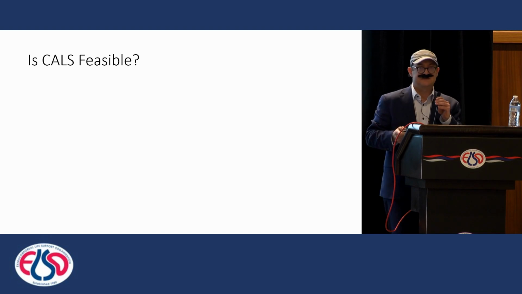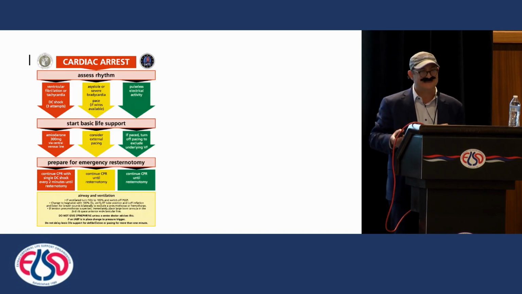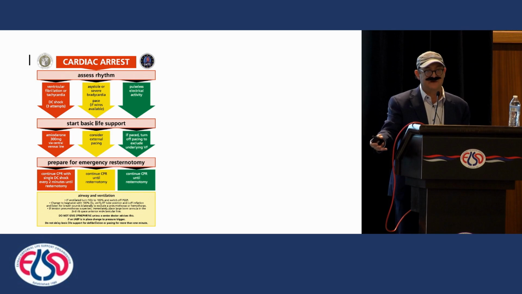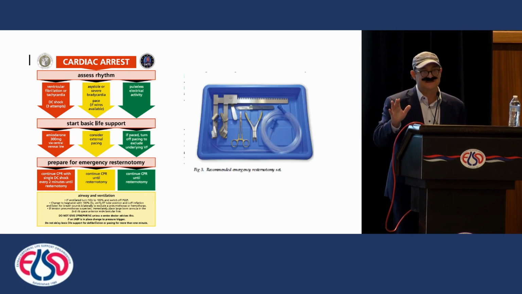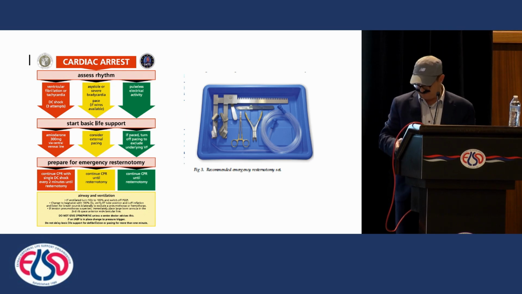So is it feasible? Is it feasible for you all to do it? Yes, it's easy. It's one piece of paper. And you're going to say, well, we don't have the equipment in our ICU. Yes, you do. It's 5 things: a pair of scissors, heavy needle drivers, a wire cutter, a retractor, and tubing. 5 things will save a life, I promise.